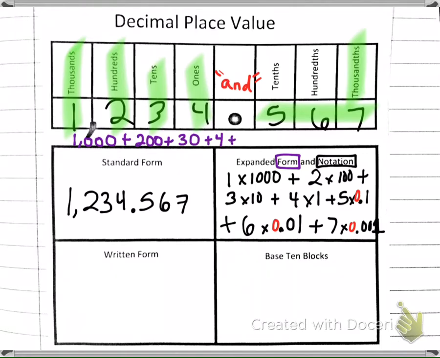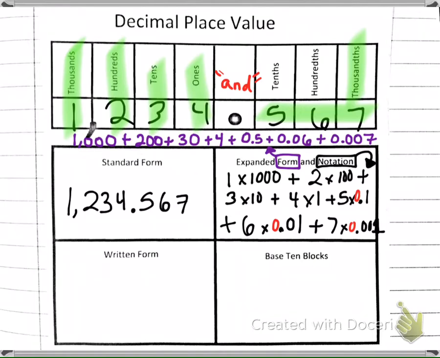and the 5 is in the tenths place, so it's just plus 5 tenths, and the 6 is in the hundredths place, so it's going to be plus 6 hundredths, and finally the 7 is in the thousandths place, so it's going to be plus 7 thousandths. So the purple is the expanded form, and then the black is the notation, the expanded notation. You can see how they're similar and they're also a little bit different.